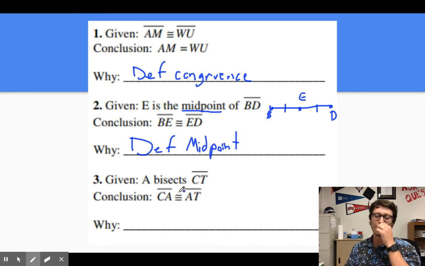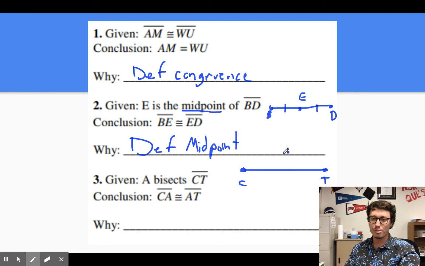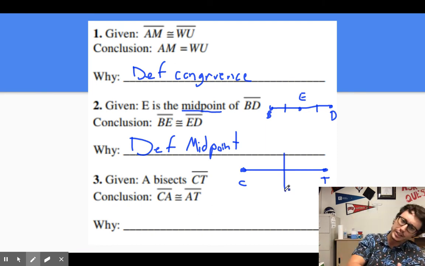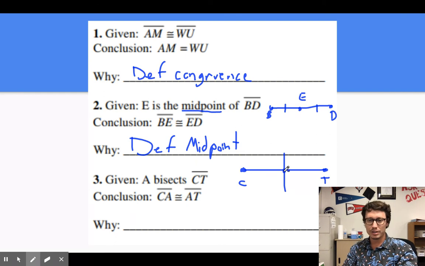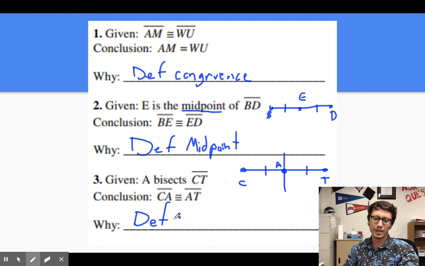Okay, given A bisects segment CT. So again, if we have segment CT, it is super helpful to draw a picture so you can visualize it. If A bisects it, remember we said bisects means to cut in half. Now, if this is point A, notice these are very similar, midpoint and bisects. Okay, CA is congruent to AT, right? This is the definition of a bisector.